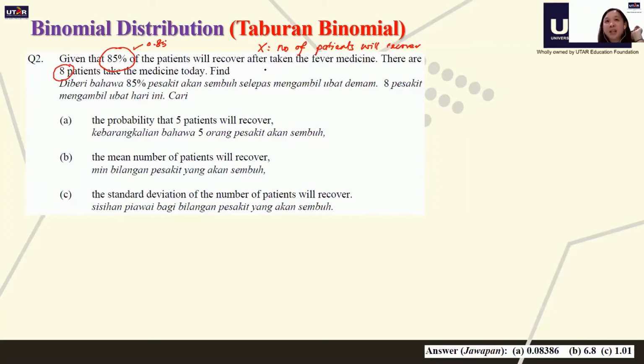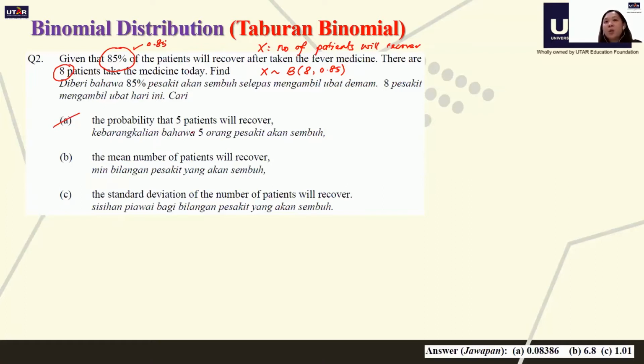So I can actually say that this X follows a binomial distribution. The n here is 8, and the probability for those who recover is 0.85. So n is 8 patients, with probability of success 0.85. Now, part A: probability that 5 patients will recover.